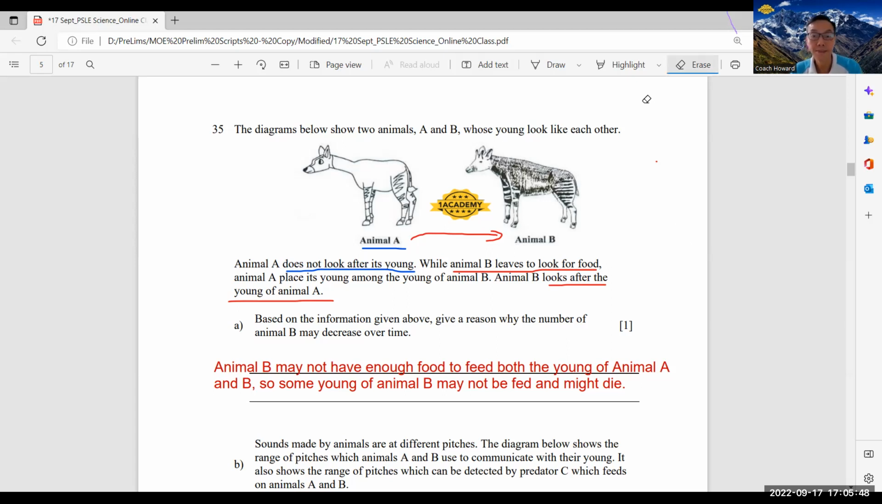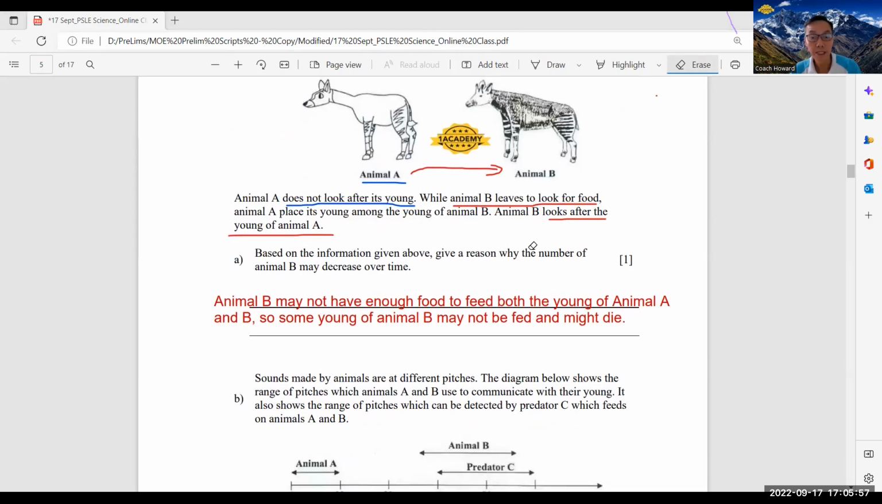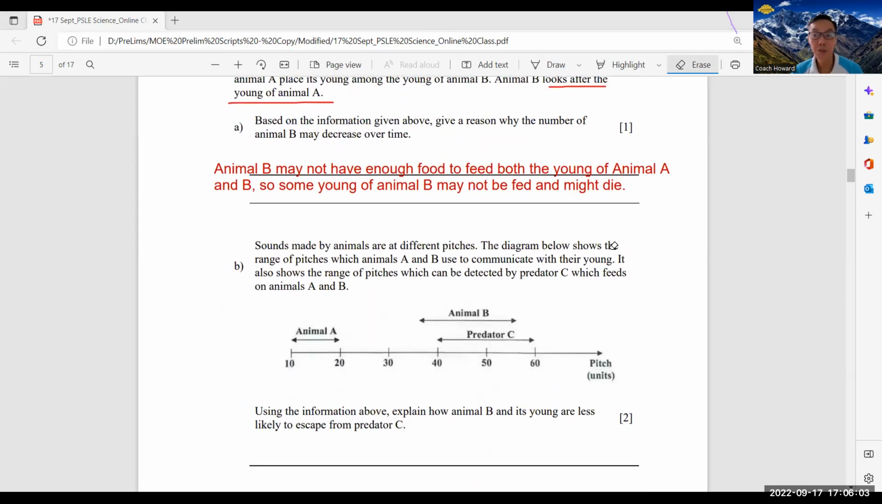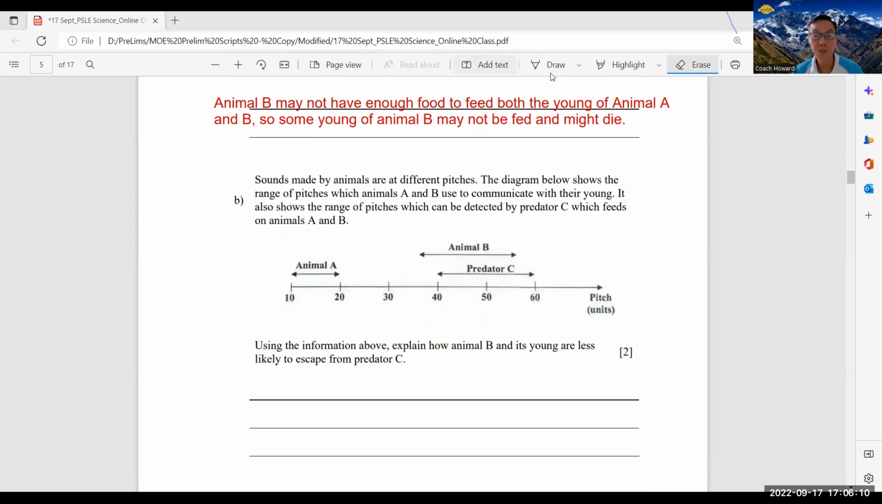Interesting. Let's continue to the next question, which is related to these two animals. Sounds made by animals are at different pitches, which is very true. The diagram below shows the range of pitches which animal A and B use to communicate with their young. So they let out certain frequencies which human ears may not hear. It shows the range of pitches which can be detected by predator C.